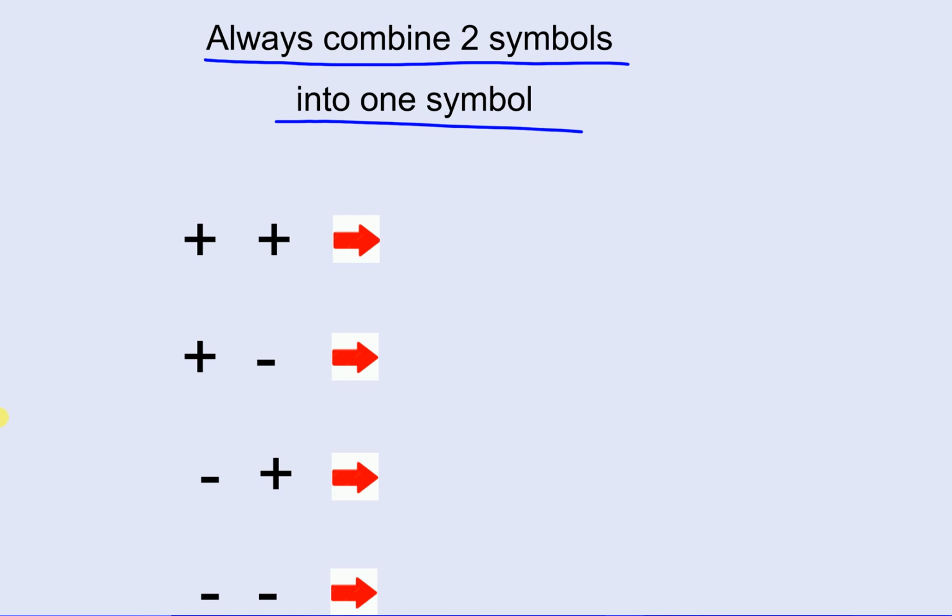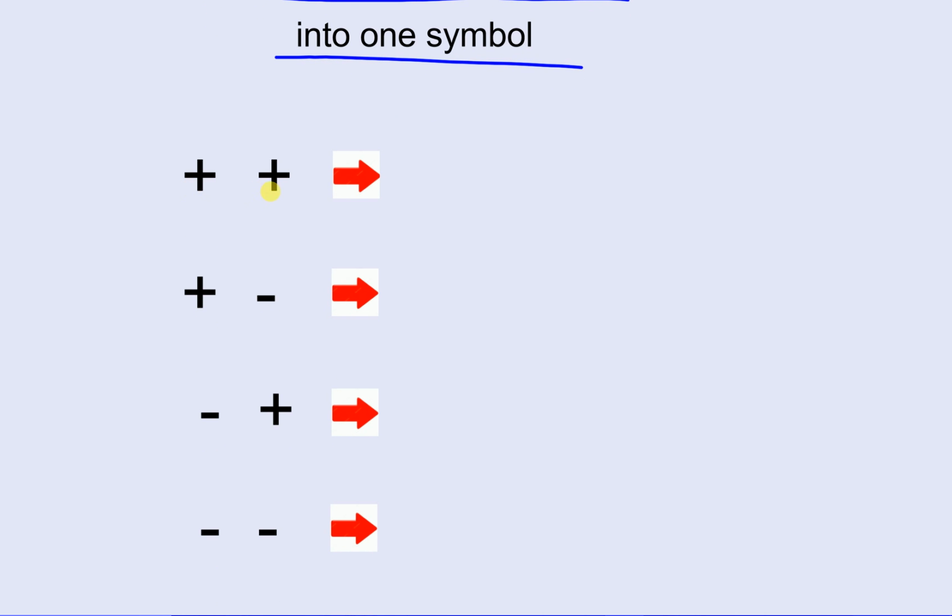And this is how it works. If you see a plus and a plus, just replace that with a single plus. Plus and a minus, replace that with a single minus. Minus and a plus, the same, replace it with a single minus. And 2 minuses, replace that with a single plus. Now this is really good to have down in your notes, so I recommend you write that down somewhere. We're going to use that in the next few questions, so try and remember that.